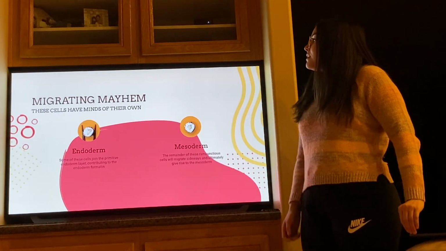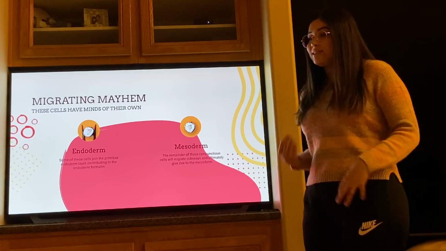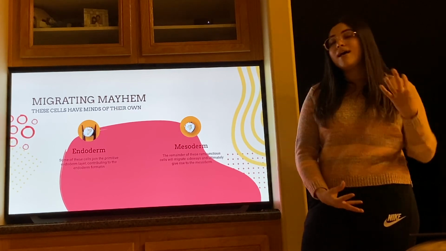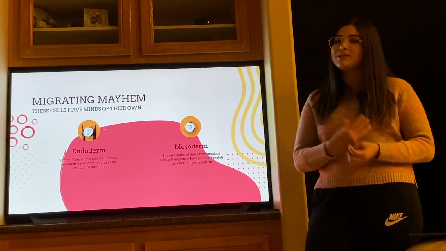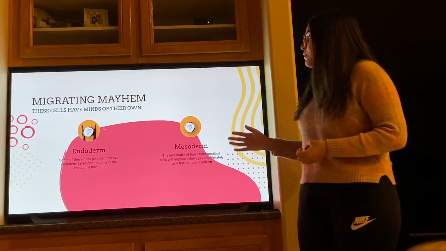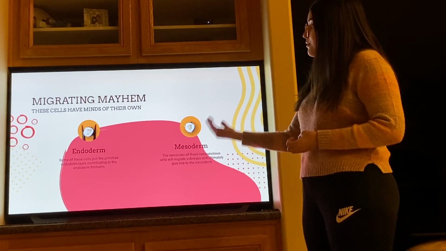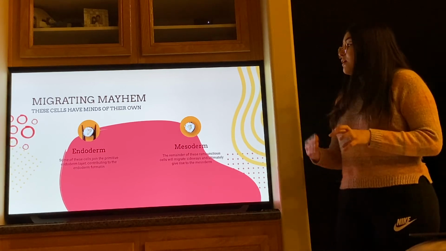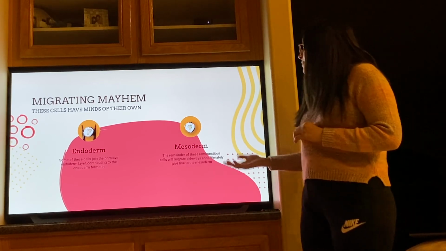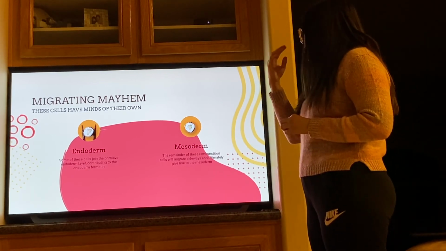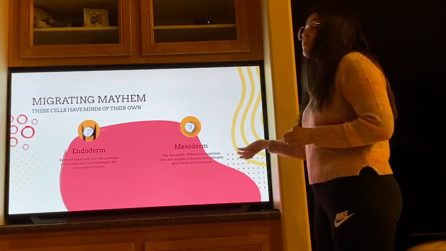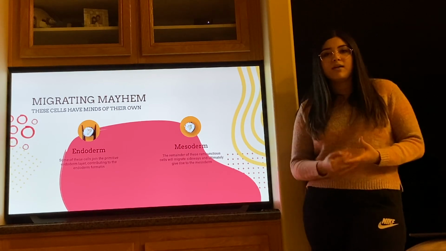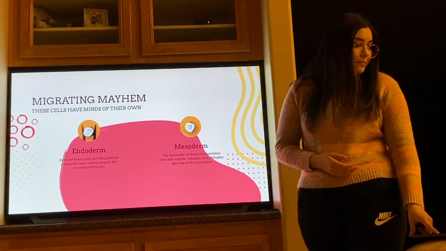And then this is also migrating mayhem, because these cells are migrating and they're not sure where to go. Some of them go to the notochord, some of them go to the endoderm, some of them go to the mesoderm. It's kind of confusing. But so the notochord. So we do have the endoderm, which some of these cells will join the primitive endoderm, and they'll give rise to that endoderm formation. And then the mesoderm, which I've already talked about, will basically give rise to all those different systems in the body, and without that, development can't continue properly.